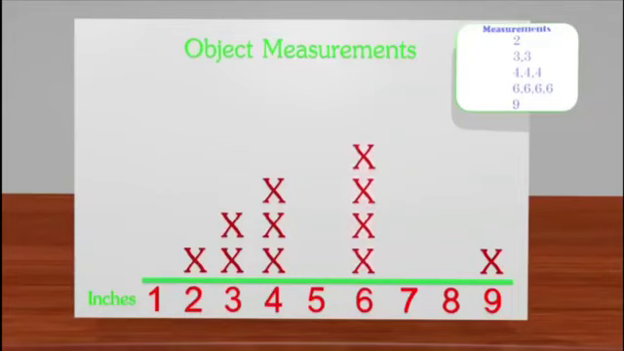Great job! We had 4 items and we can see that in this line plot. We look at the 6 and above the number we see 4 x's, which represent the 4 items that measured 6 inches. Great job, guys!